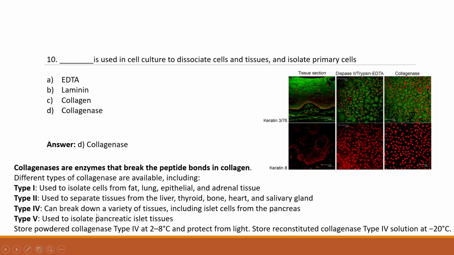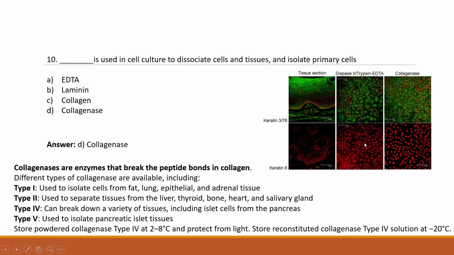The storage for collagenase is 2 to 8 degrees if it is in powdered form, and you have to protect it from sunlight, so keep it in an amber tube or some opaque container. When it is reconstituted, you can store it at -20. Since we are talking about trypsin and collagenase, as I was saying, you can use them as alternatives.